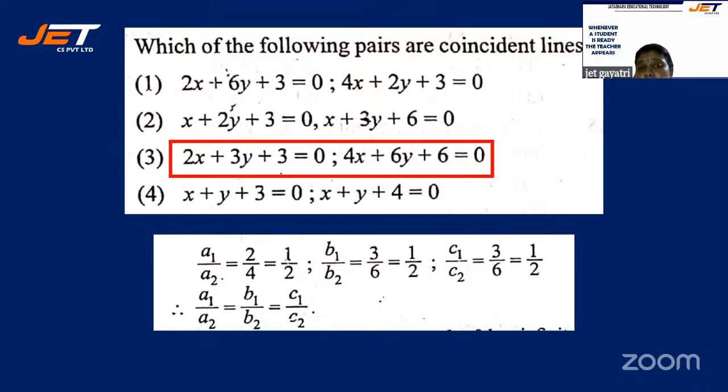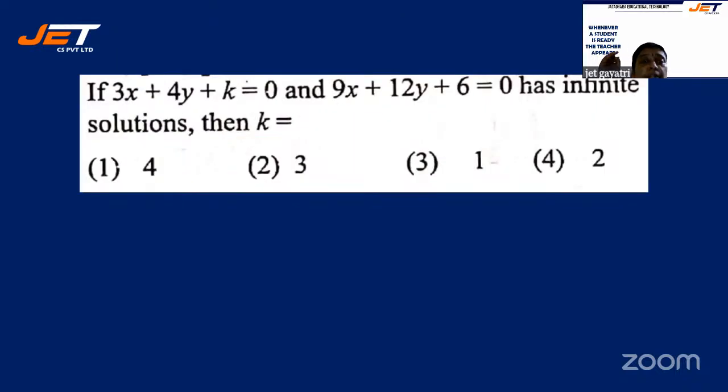What is C1 by C2? It is 3 by 6. It is again 1 by 2. Therefore, A1 by A2 is equal to B1 by B2 is equal to C1 by C2. If these three are same, it means that the pairs are coincident lines, right? But if A1 by A2 is equal to B1 by B2, then we say it is parallel. Isn't it? That's a condition that we learned. If all three are equal, then it means that the pairs are coincident lines. All right, now let's move on to the next question.